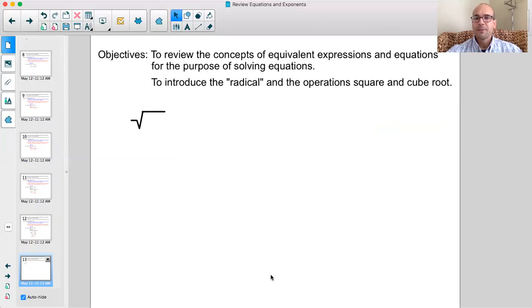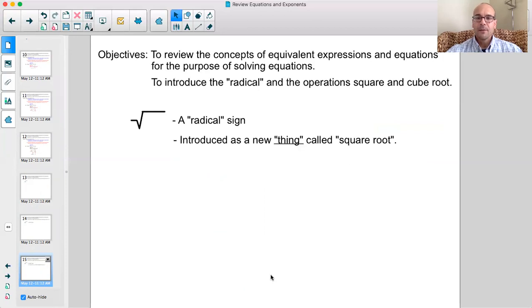You've seen this expression before. If I asked anyone what it was, someone might say it's a square root symbol. And the truth of the matter is it's a little bit more than that, but it's a good place to start. It's called a radical sign. And the first time it's introduced, it's as this new thing called a square root.